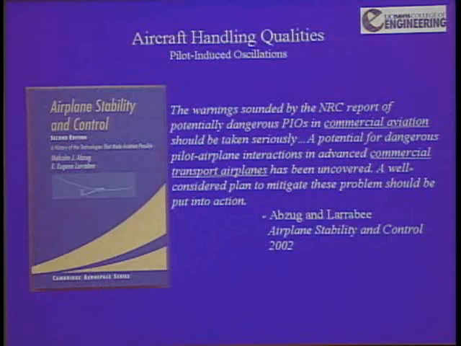Okay, and this is a book by Malcolm Abzug and Eugene Larrabee. Abzug is late of MIT. Okay, the book came out in 2002, and here's what they said. They said, look, based upon that NRC study, potentially dangerous PIOs can occur in commercial aviation. These interactions in commercial transport airplanes have been covered, and a well-considered plan to stop these should be put into action.